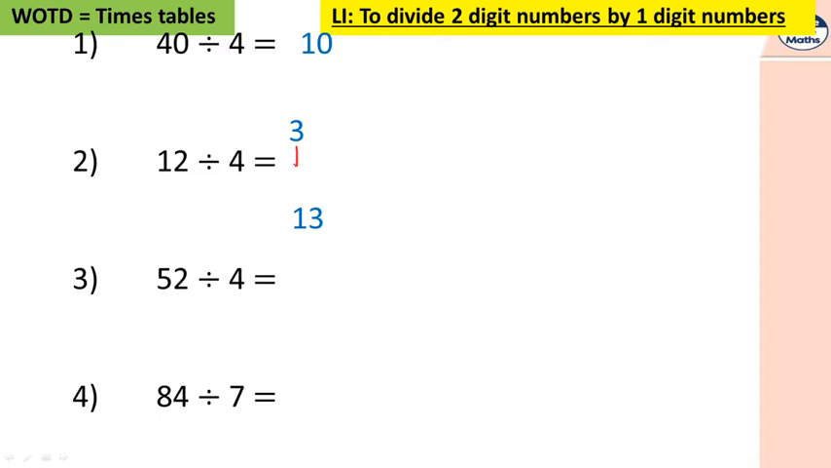I'm just going to put some arrows. Don't know why they're floating. So 52 divided by 4 is 13. Let's see where this one ends up.